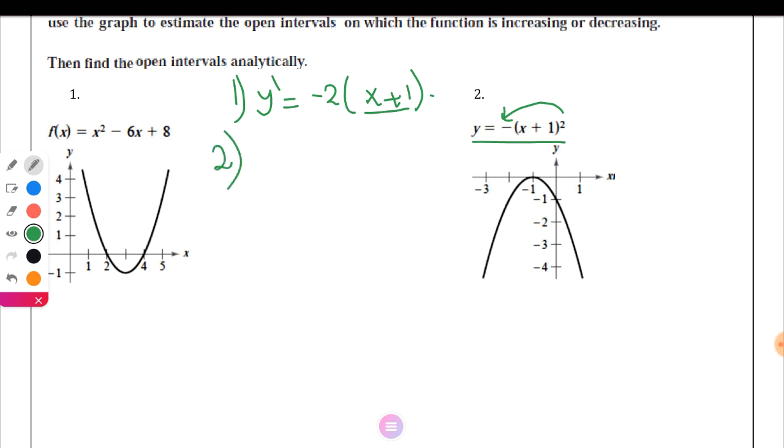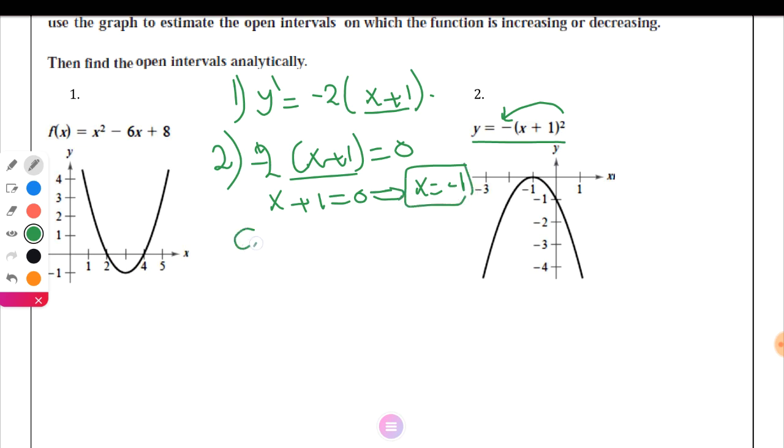Then find the critical number. Since our function is a polynomial function, I find where the derivative is 0. Put the derivative equal to 0: -2 times x plus 1 equals 0. This implies the zero comes from the bracket: x plus 1 equals 0, so x equals -1. So the critical number is x equal to -1. But you have to make sure the critical number is in our domain. Is -1 in the domain of the given function? Yes, because the domain is all real numbers. The critical number must be in the domain.